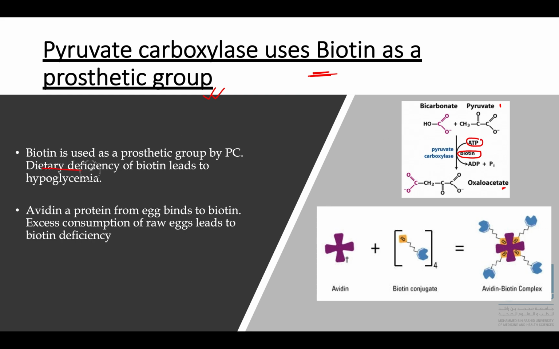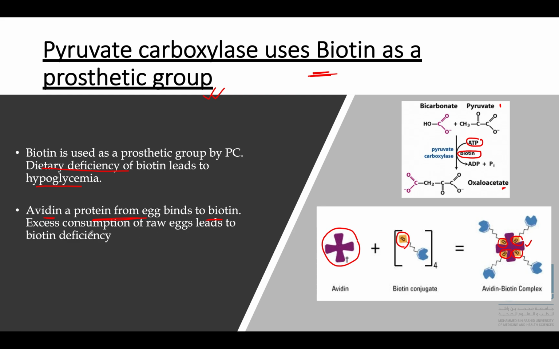So dietary deficiency of biotin leads to hypoglycemic conditions. The other aspect that we have is avidin, a protein that is found in eggs, which binds to biotin with high affinity. If you see here, avidin binds to biotin, and the affinity between biotin and avidin is very high. One avidin molecule is able to quench 4 biotin molecules, as you can see in this figure.